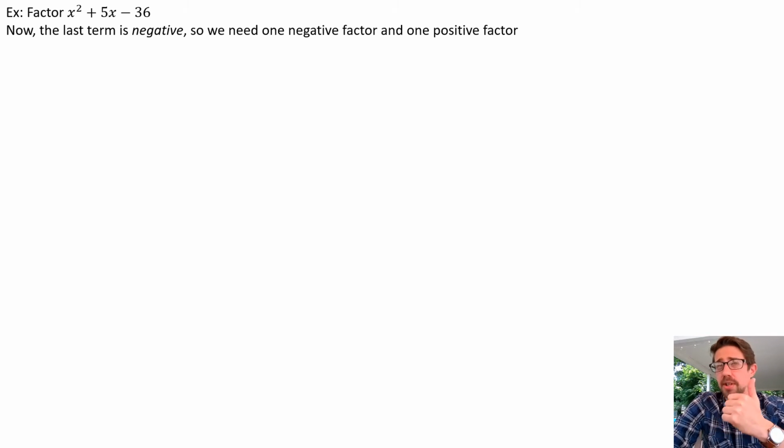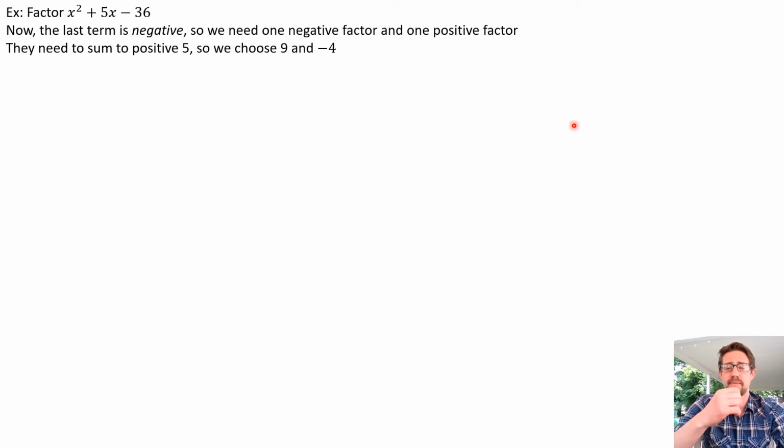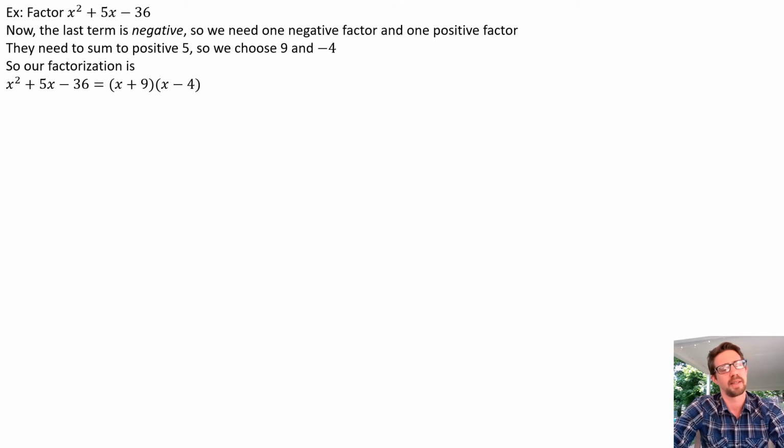So is it 1 and 36? No. 2 and 18? No. 3 and 12? No. 4 and 9? Wait. Yes. Right? 4 and 9 are 5 apart. But we still need one of them to be negative. But we need them to sum to positive 5. So from that, we know that it has to be positive 9 and negative 4. And I'll expound on that a little bit. So that's it. It's plus 9 and minus 4.